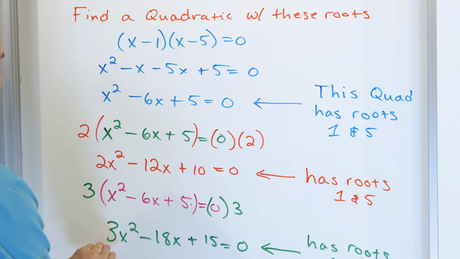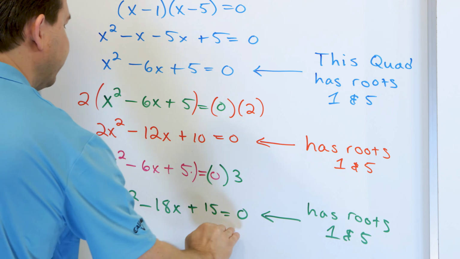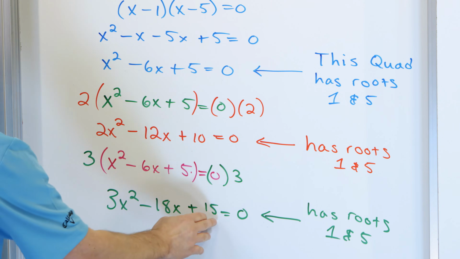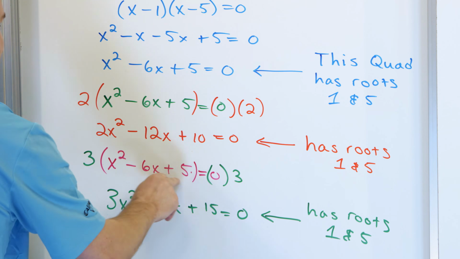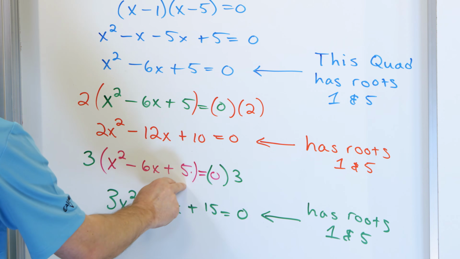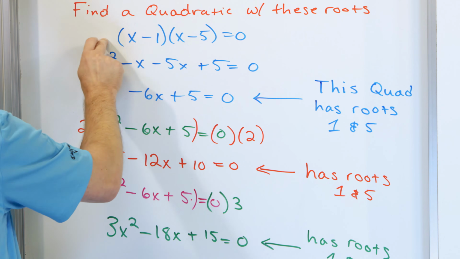Because if you think about it, if you were to solve this and figure out what the roots are, what are you going to do? Well, you're going to first factor out the 3, which is this step, and then you're going to factor this expression, which is going to factor to this, but you're going to have a 3 out in front.